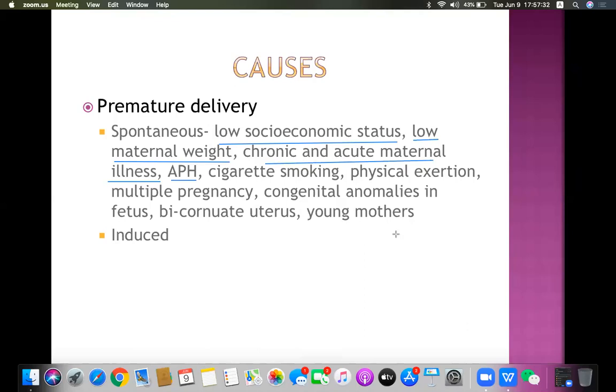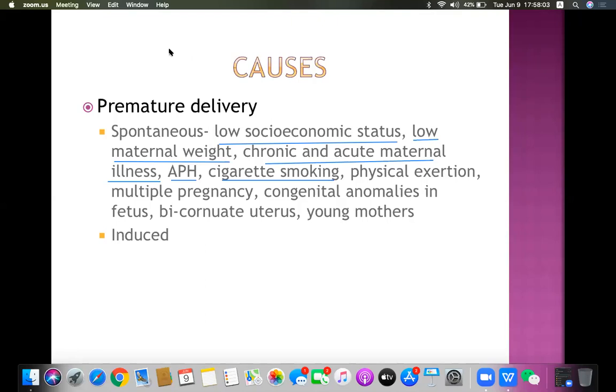There are two types of antepartum hemorrhage. I'm sure you have studied this in obstetrics: placenta previa and abruptio placentae. Especially abruptio placentae can lead to premature delivery. Cigarette smoking during pregnancy is absolutely harmful for the baby. Baby can suffer from both premature delivery as well as IUGR.